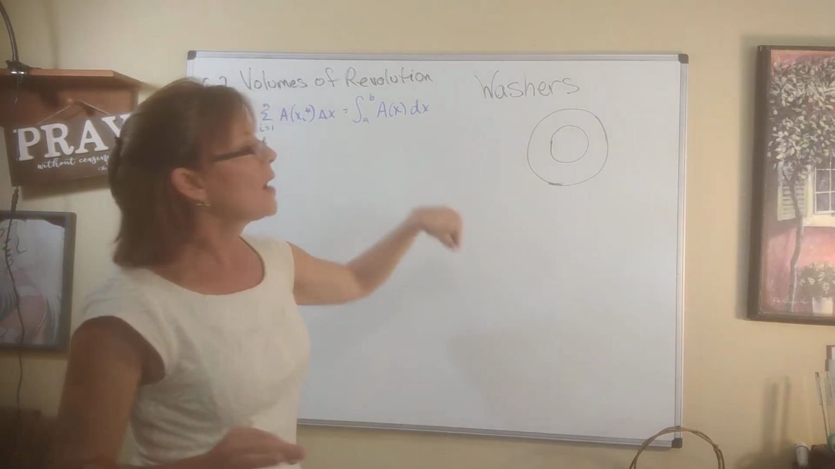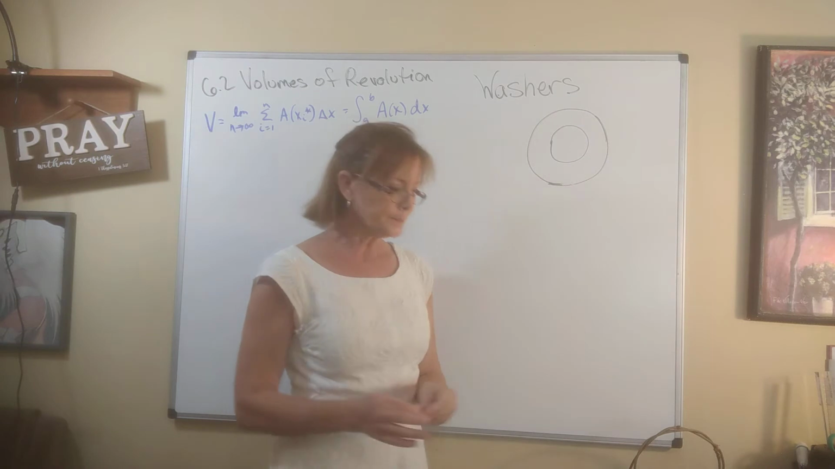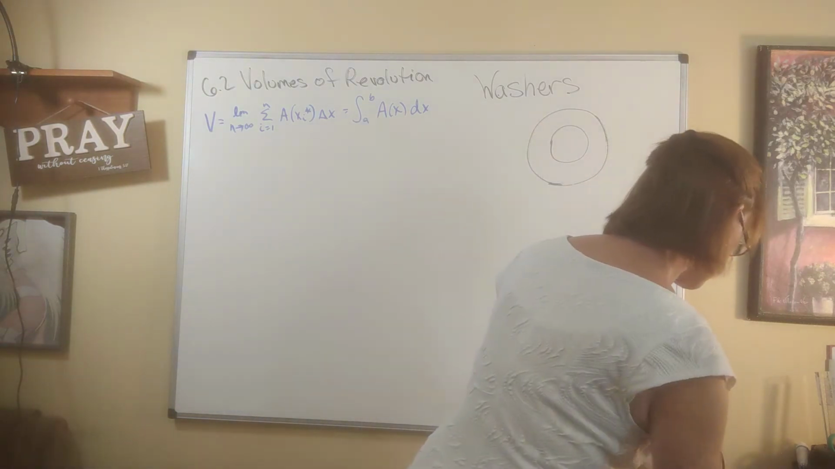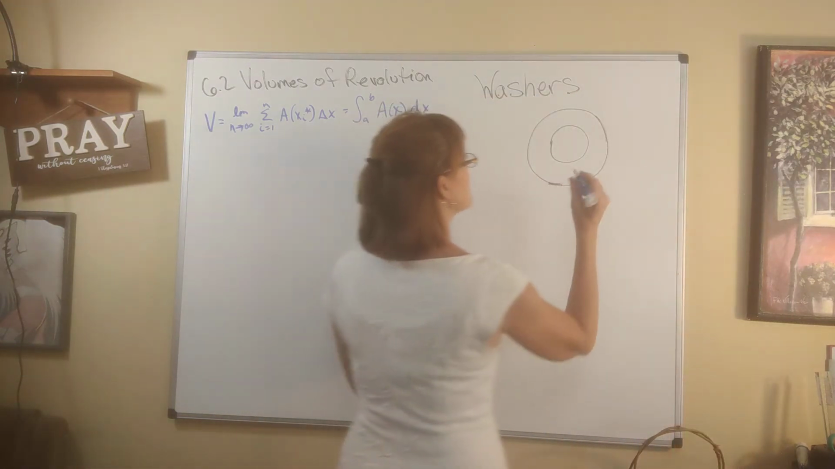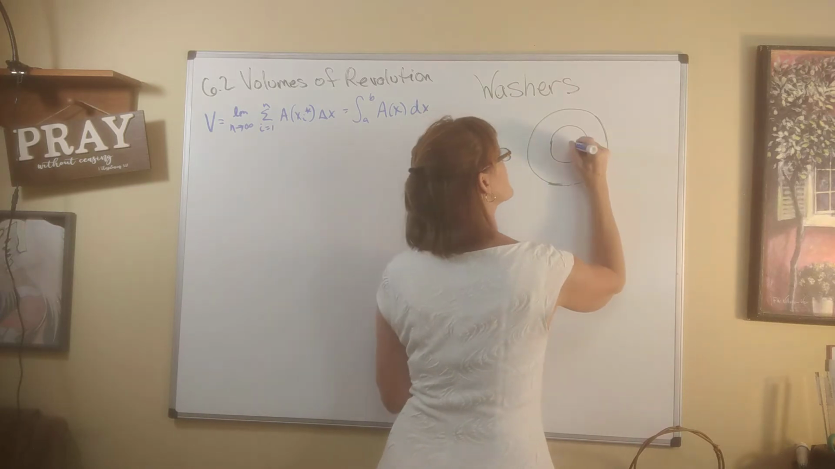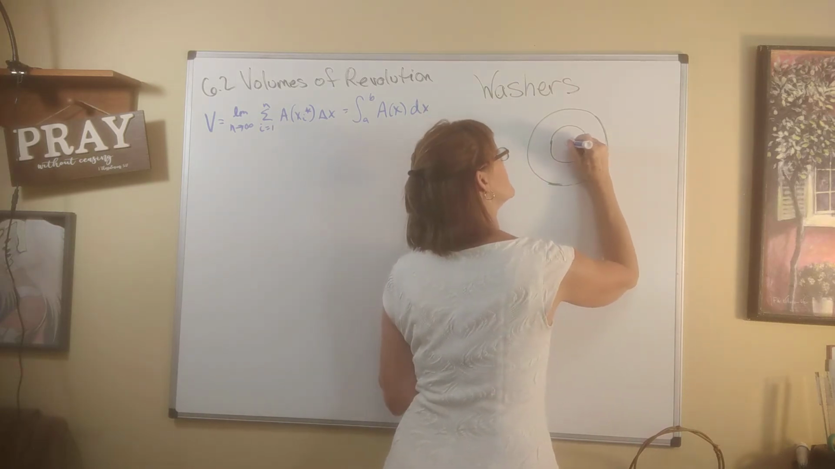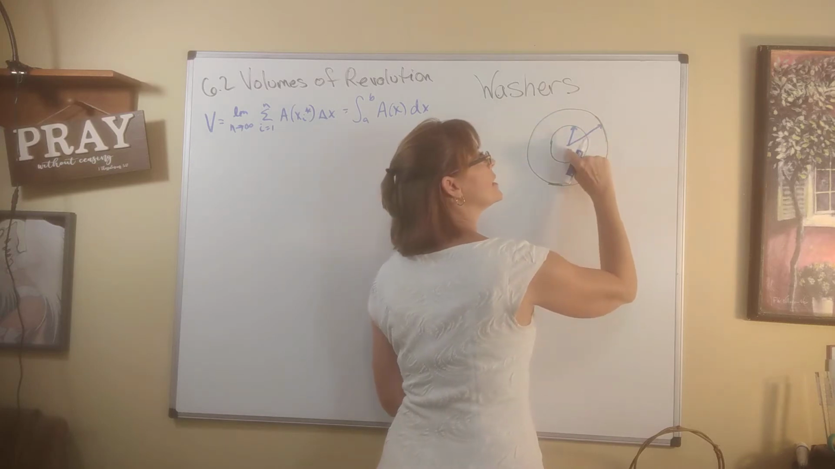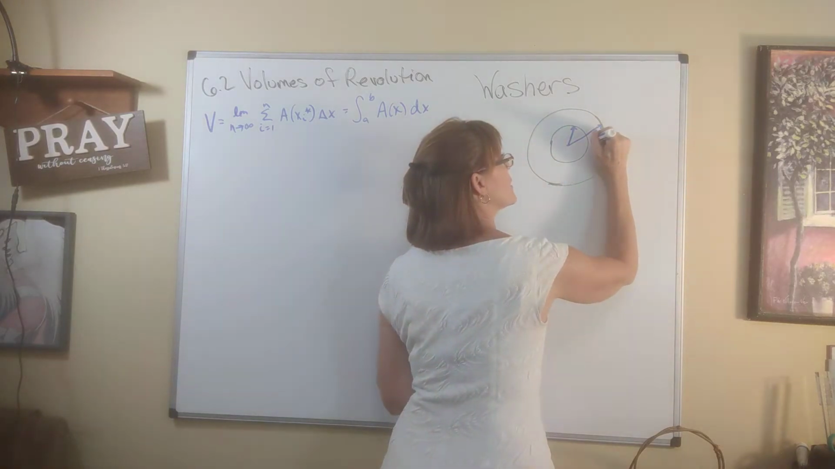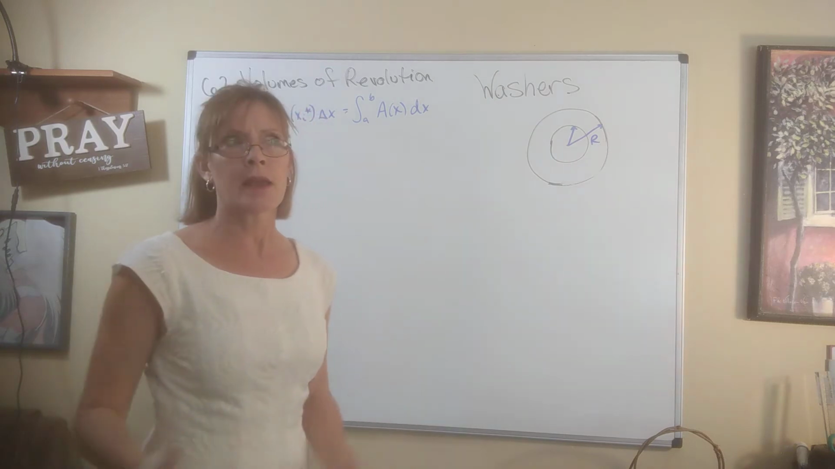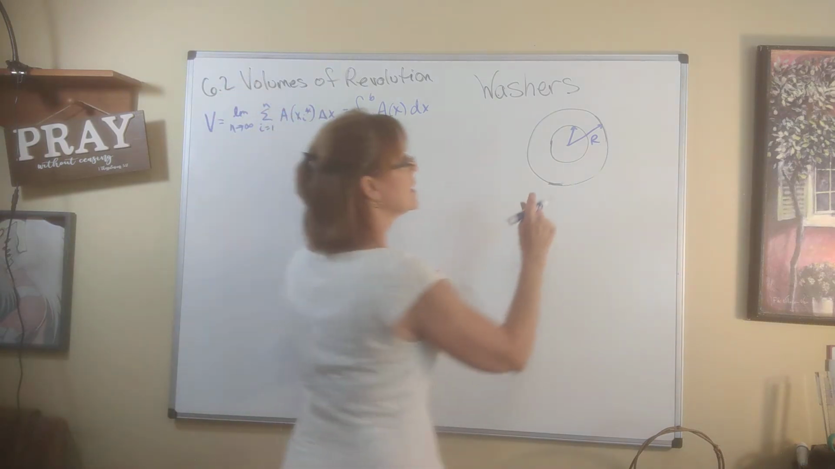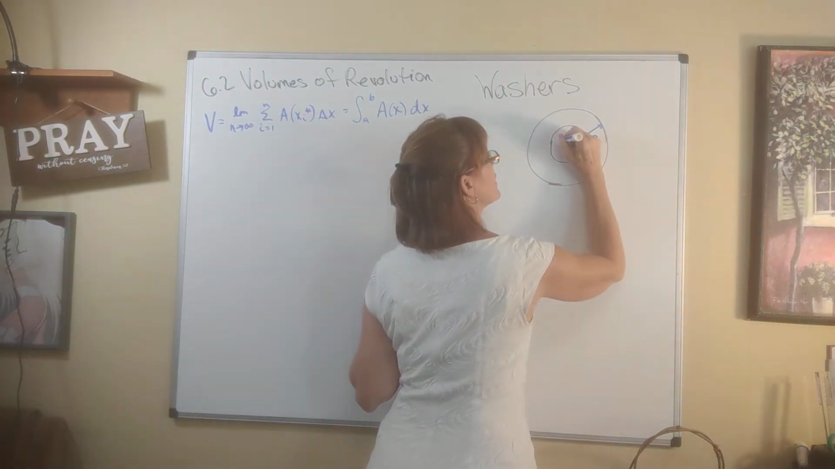So if we need to calculate the area of a washer, it is just the subtraction of two circles. Where this is a hole, right? If this is the center, we have two radii here. We have an outer radius, which I like to call capital R. This is just how it makes sense to me. And then we have this inner radius, which I call little r.